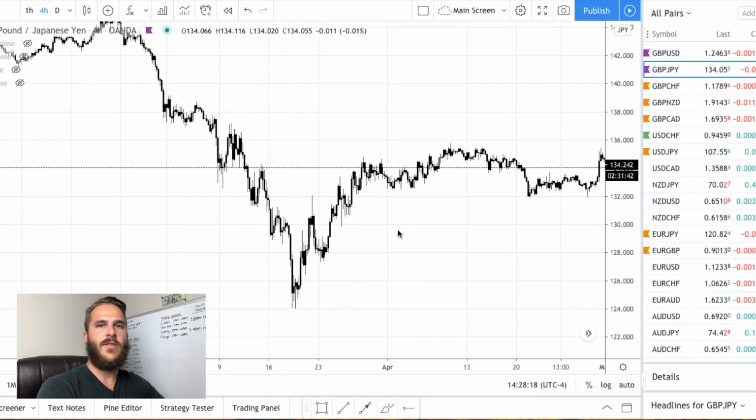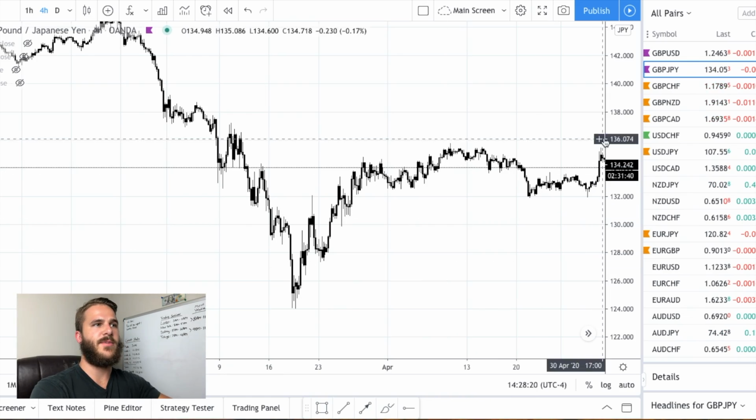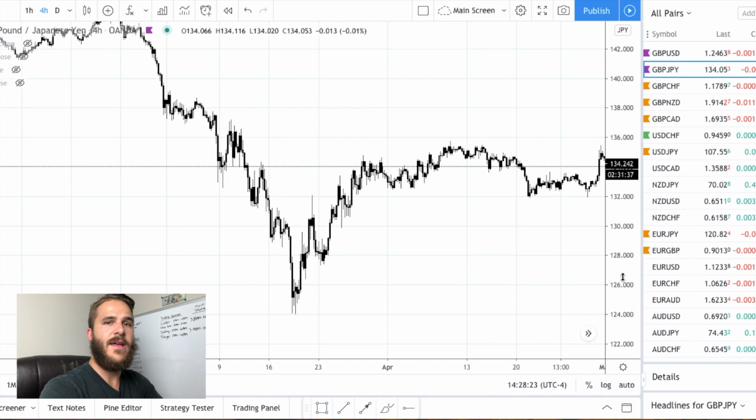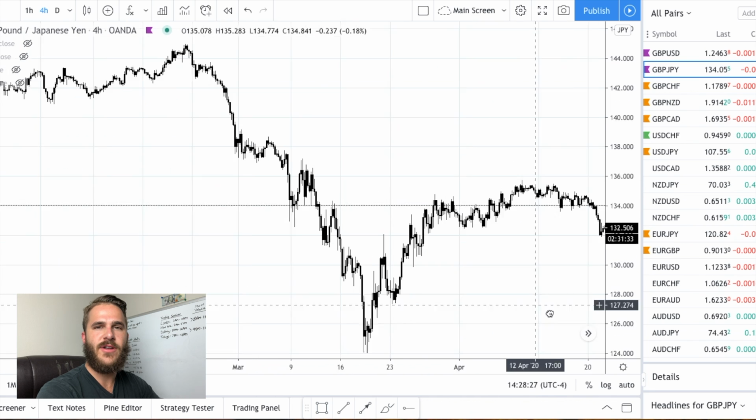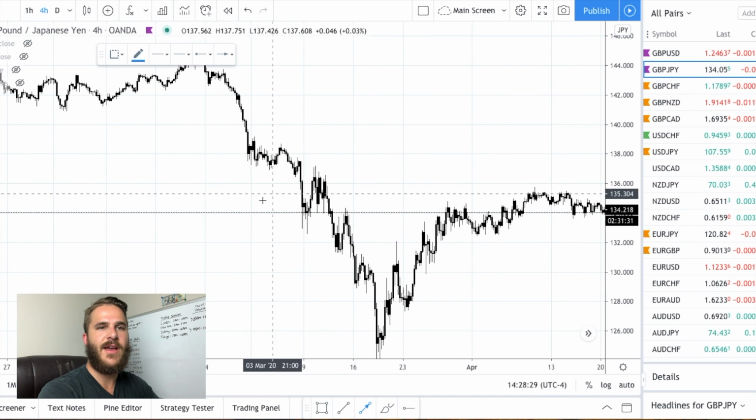Now let's dive deep into the charts and get to it. The first pair I want to take a look at is going to be GBP JPY. First, I want to figure out, what is the market doing? Are we in a downtrend, uptrend, or are we moving sideways?